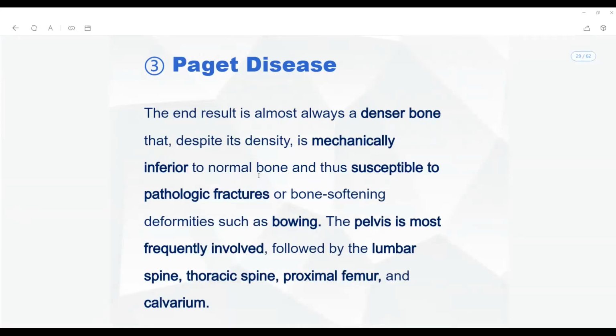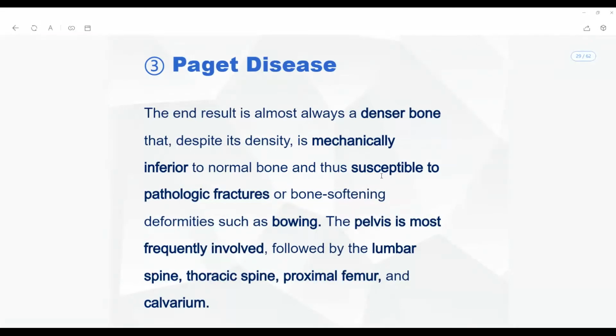Okay, the main function of a bone is that it has to give support, it has to aid in movement, and it has to bear the stress that is taken down by these activities. But in Paget's disease, yes, the bones are there. There is new bone formation, but still it will not be mechanically able to sustain the stress that is taken by these parts of the bone, which usually they have to take, right? So that's the main pathological feature of Paget's disease.